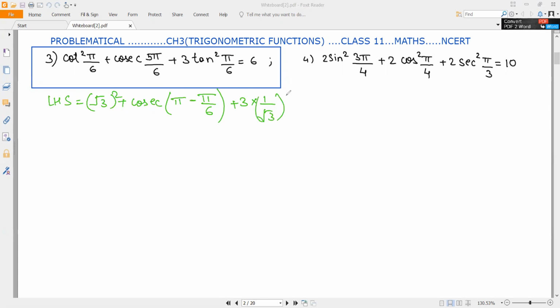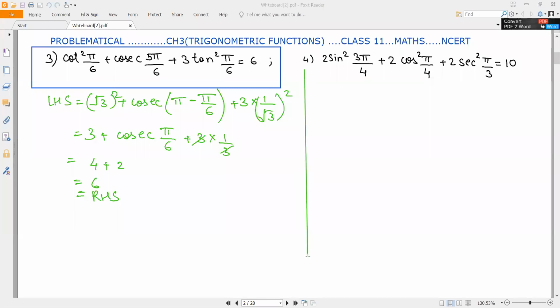This is equals to 3 plus, pi minus, in the second quadrant, cosec is positive. Cosec of pi by 6, pi means cosec will remain as it is, plus 3 into 1 by 3, which is your 1. This is equals to 3 plus 1, which is 4, plus cosec pi by 6, again cosec pi by 6 is 2. So this is equals to 6, which is your RHS.